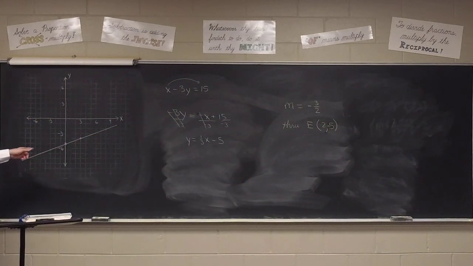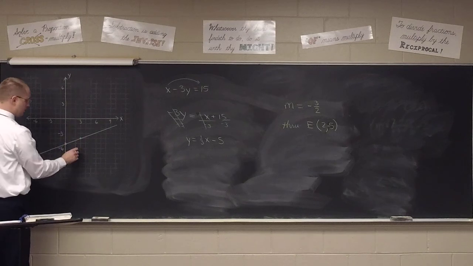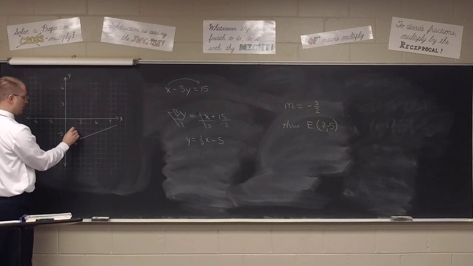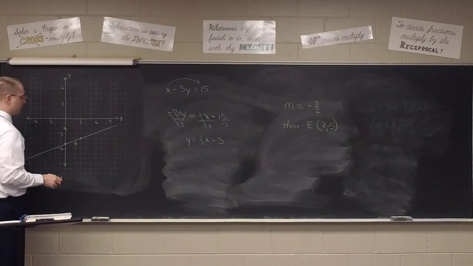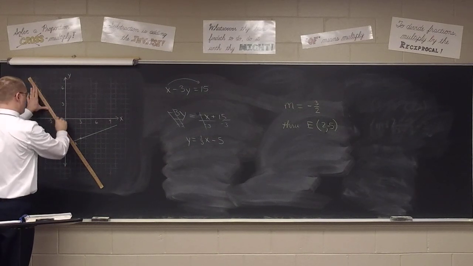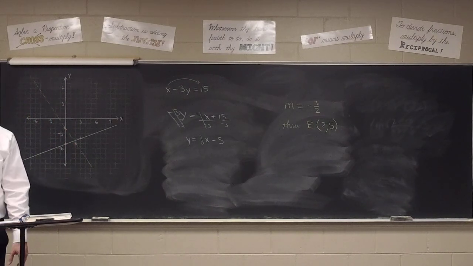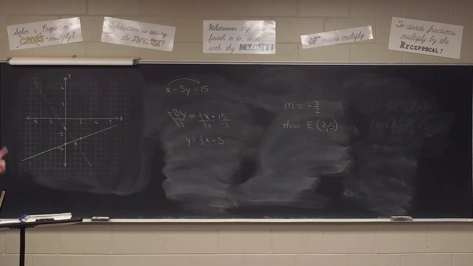All right, do we get this line? All right, questions? All right, now I want you to find the equation of a line that has a slope of -3/2 and goes through point E, which is 2, -5. Obviously, graphing would be easy. I want the equation of the line, not just the graph. So you don't have to do the graph. It would be easy if you wanted to. I want the equation of the line.